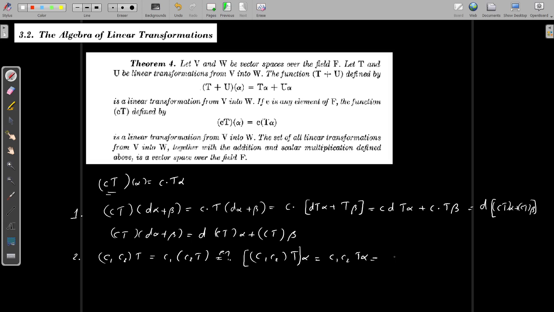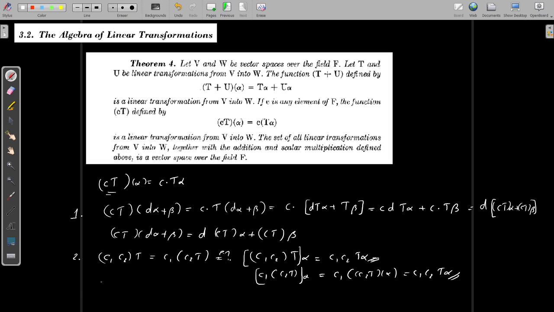I'll write it as, that is C1 times C2 T of alpha. So this is the same as C1 times C2 T of alpha. Okay. This is the same as C1 C2 of T alpha. So these two are the same. So you can say that the associative property is already there.